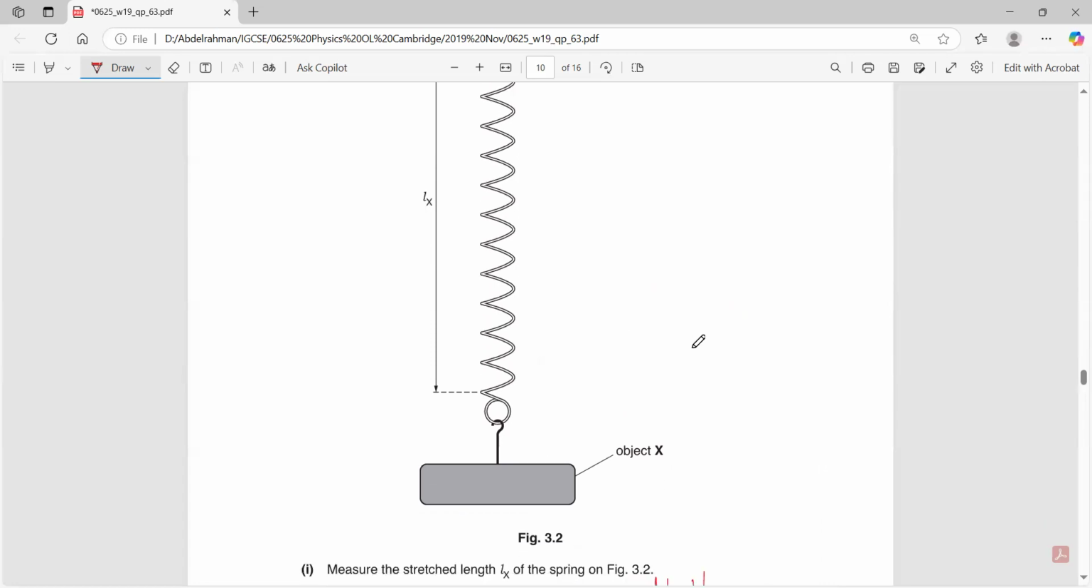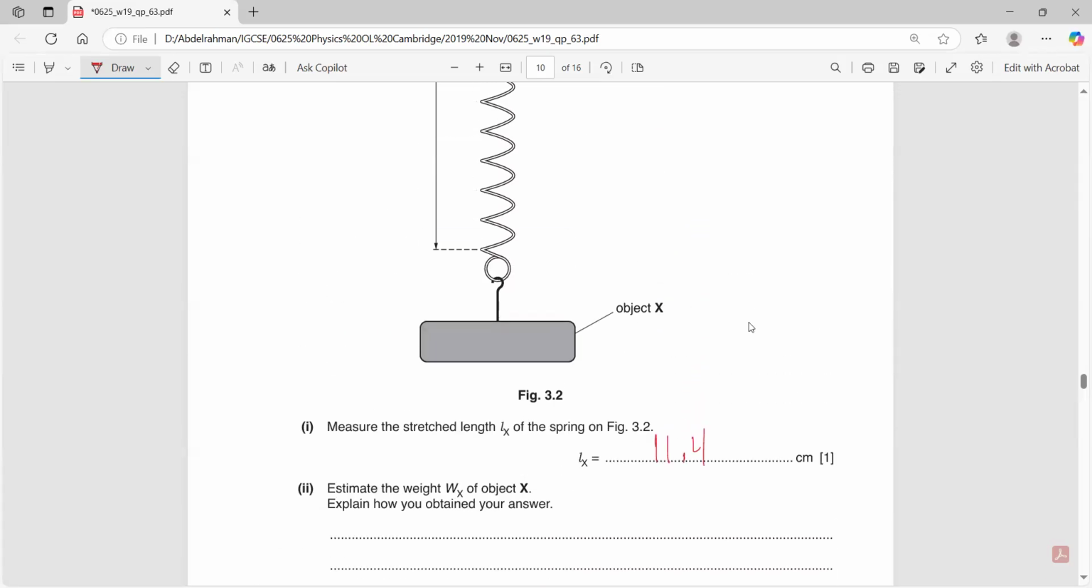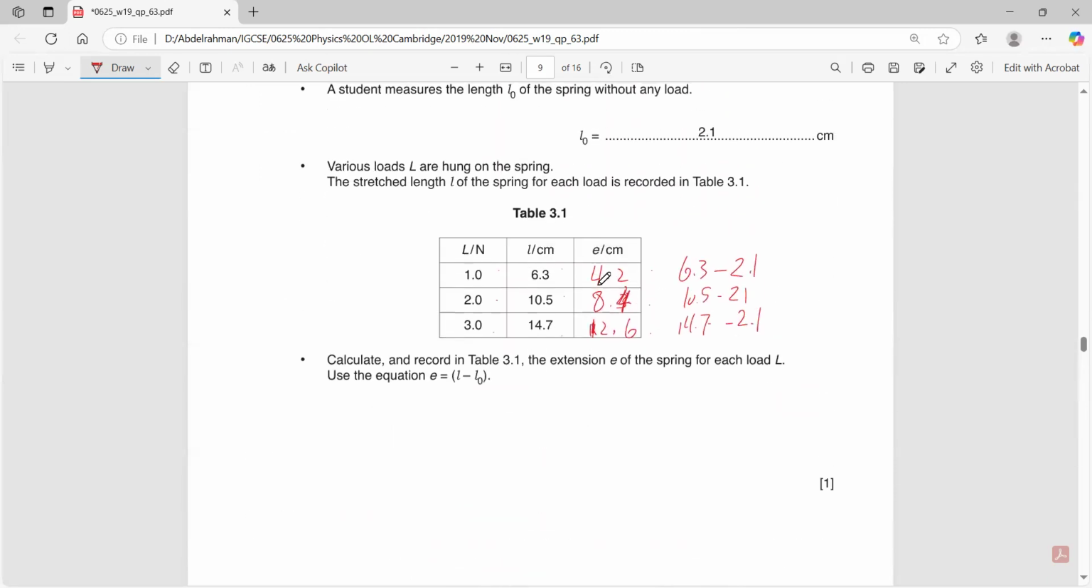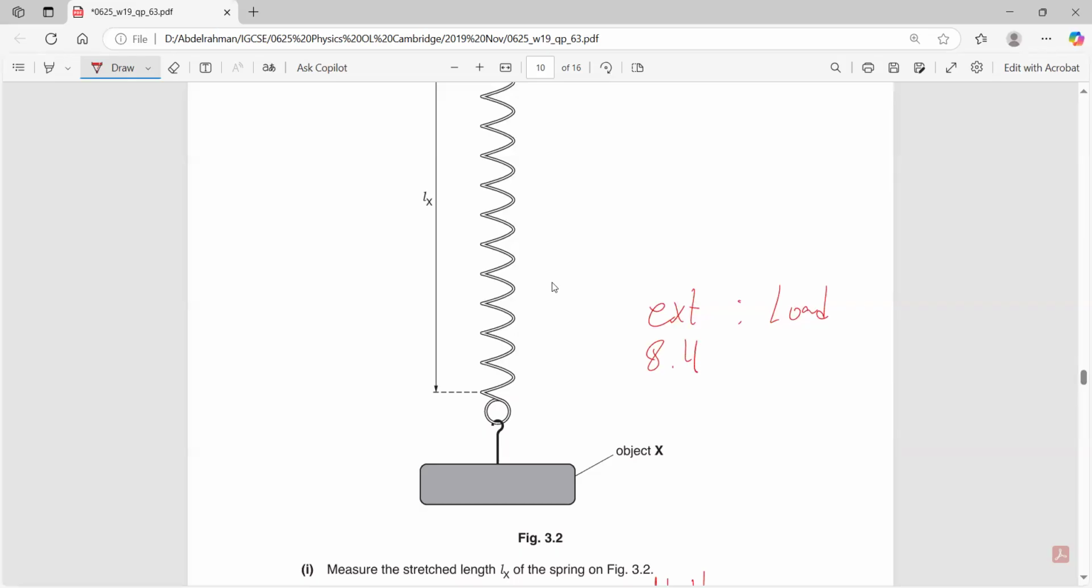But can I use the ratio of the length to the weight, or the length to the force? Is that even possible? No, you cannot do that. You can never do that. The only thing you can do is the extension with the force. You have to write down the extension with the load or the extension with the force. So if I take two numbers from the initial table, the extension was 8.4 and the load was 2 newtons. What is the extension?